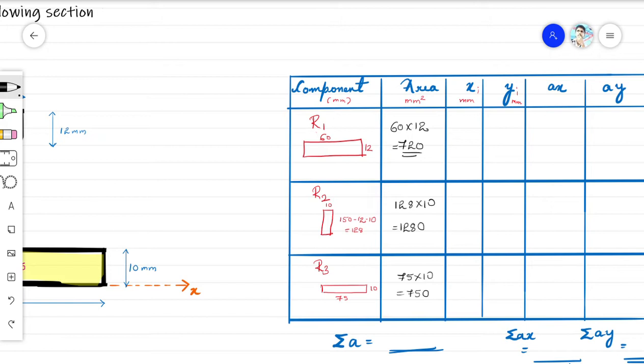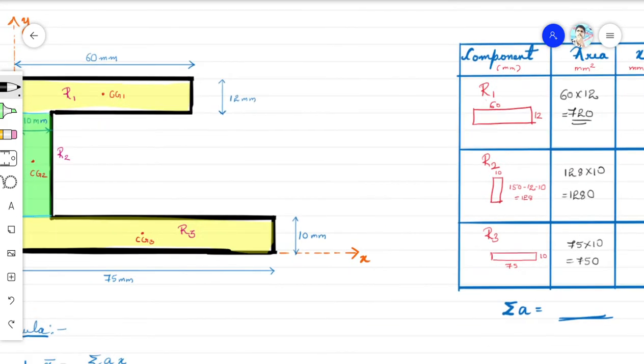Now the important parameter that we need to observe over here is the xi and yi. Most mistakes are made in this xi and yi only, because everything else is simple mathematics. Anyone can easily find the area, length into breadth. The xi and yi is where we normally make mistakes. So let us first find xi, the distances.